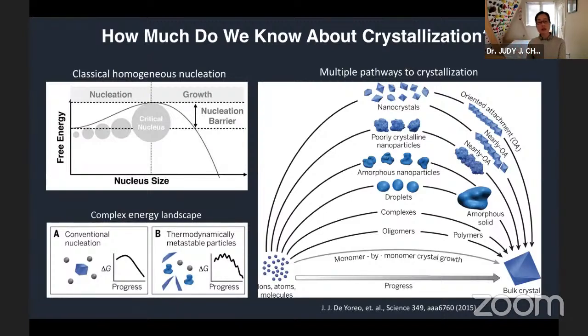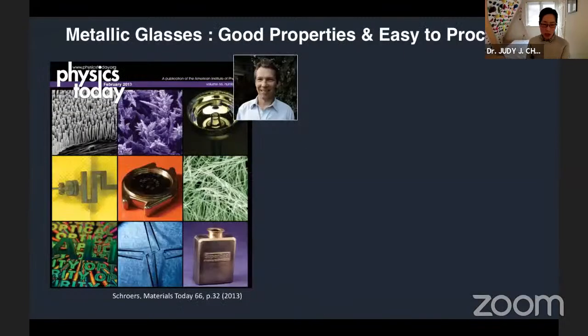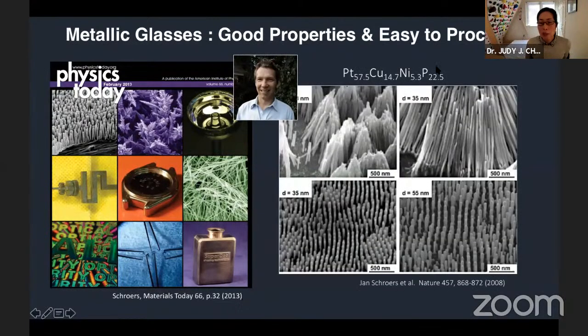So how do we then understand nucleation and crystallization better? For that, I work with my colleague at Yale, Professor Jan Schroers, who is really well known in the metallic glass field, and he fabricates these nanoscale metallic glasses at large scale. So here's an example of a platinum-based metallic glass.